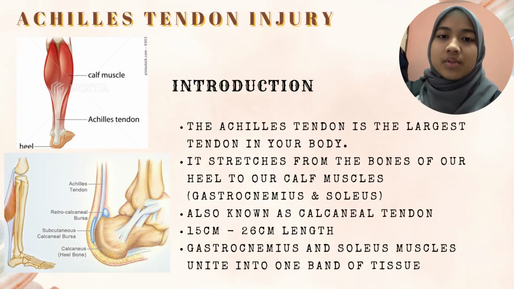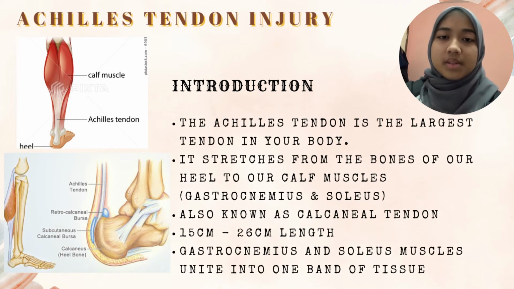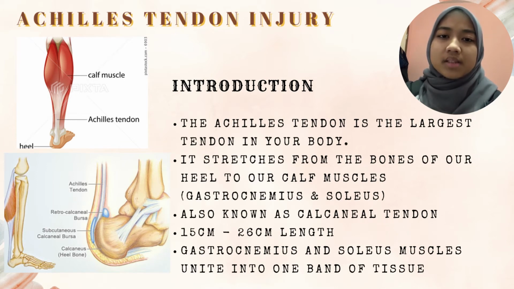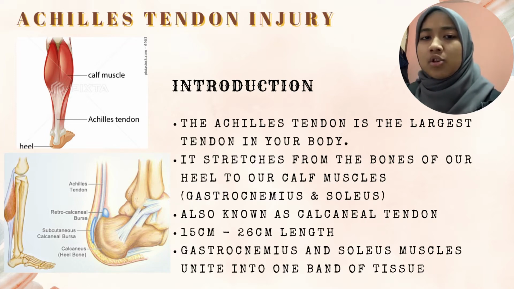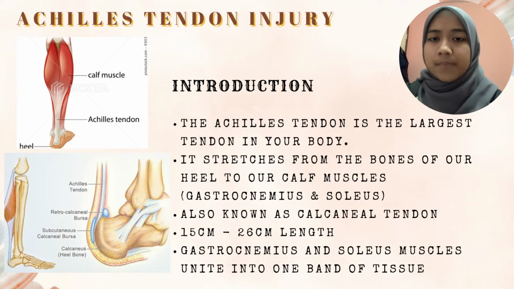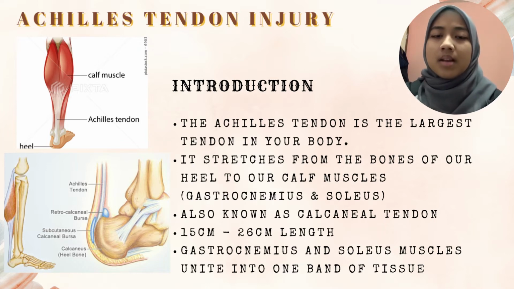Okay, now I would like to continue this presentation to talk about Achilles tendon injury. The Achilles tendon is a tough band of fibrous tissue that connects the calf muscle to the heel bone, known as the calcaneus. The Achilles tendon can also be called the calcaneal tendon. It is the largest and strongest tendon in our body. The Achilles averages about 15 cm in length and can be up to 26 cm in some people. The gastrocnemius and soleus muscles unite into one band of tissue, which becomes the Achilles tendon at the lower end of the calf. The Achilles tendon then inserts into the calcaneus.